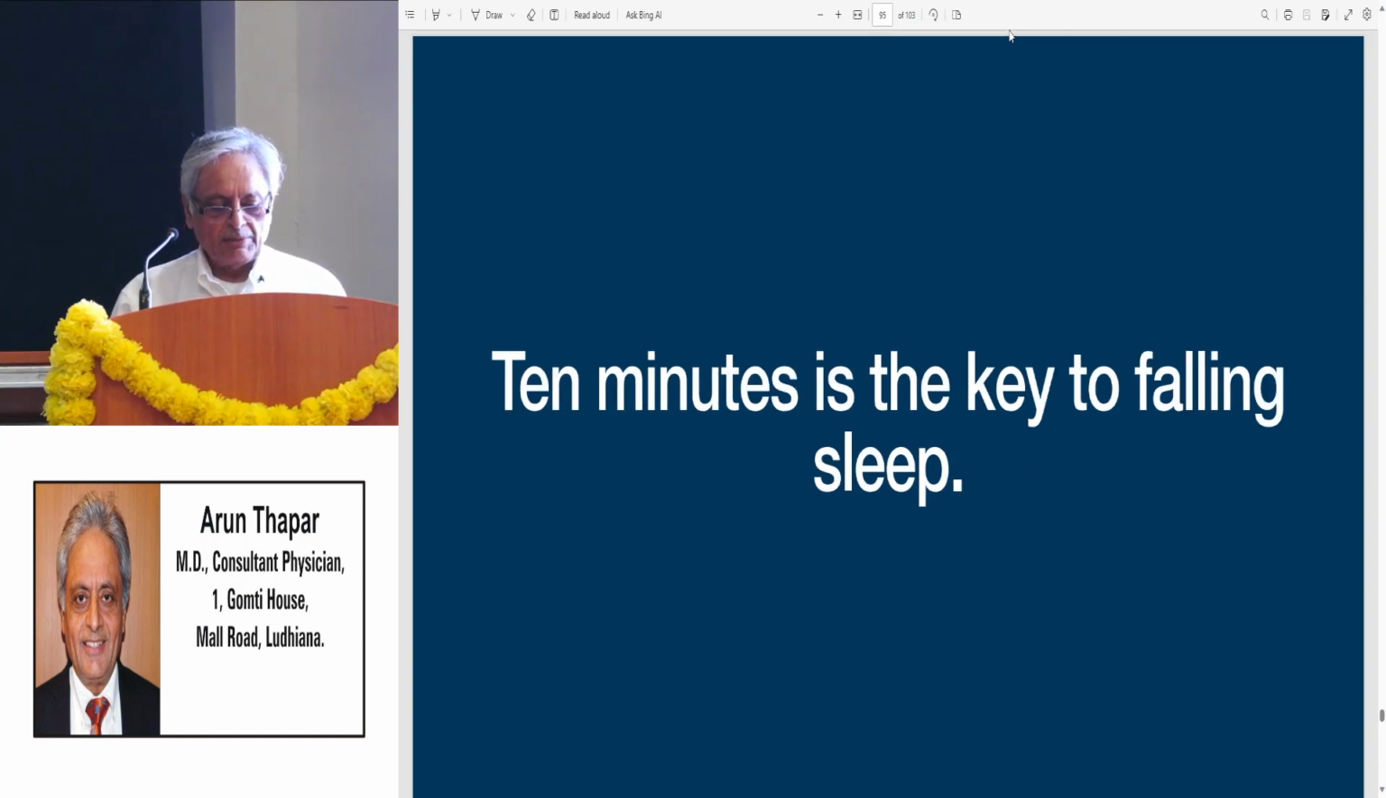The key factor to sleep is 10 minutes. If you can sleep in 10 minutes when you are lying on a bed, that's a golden rule. Otherwise, you must make some efforts, do some exercise, and take care of your diet.